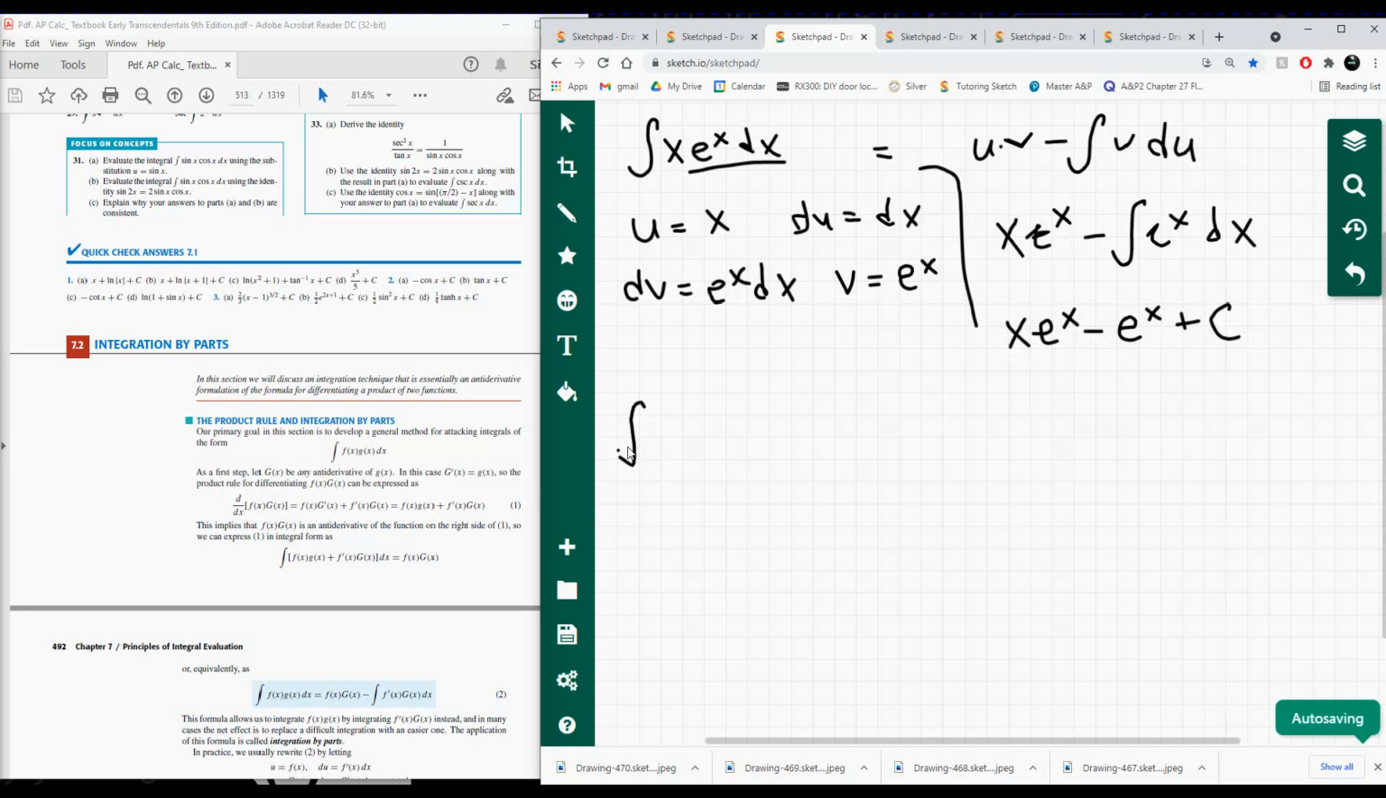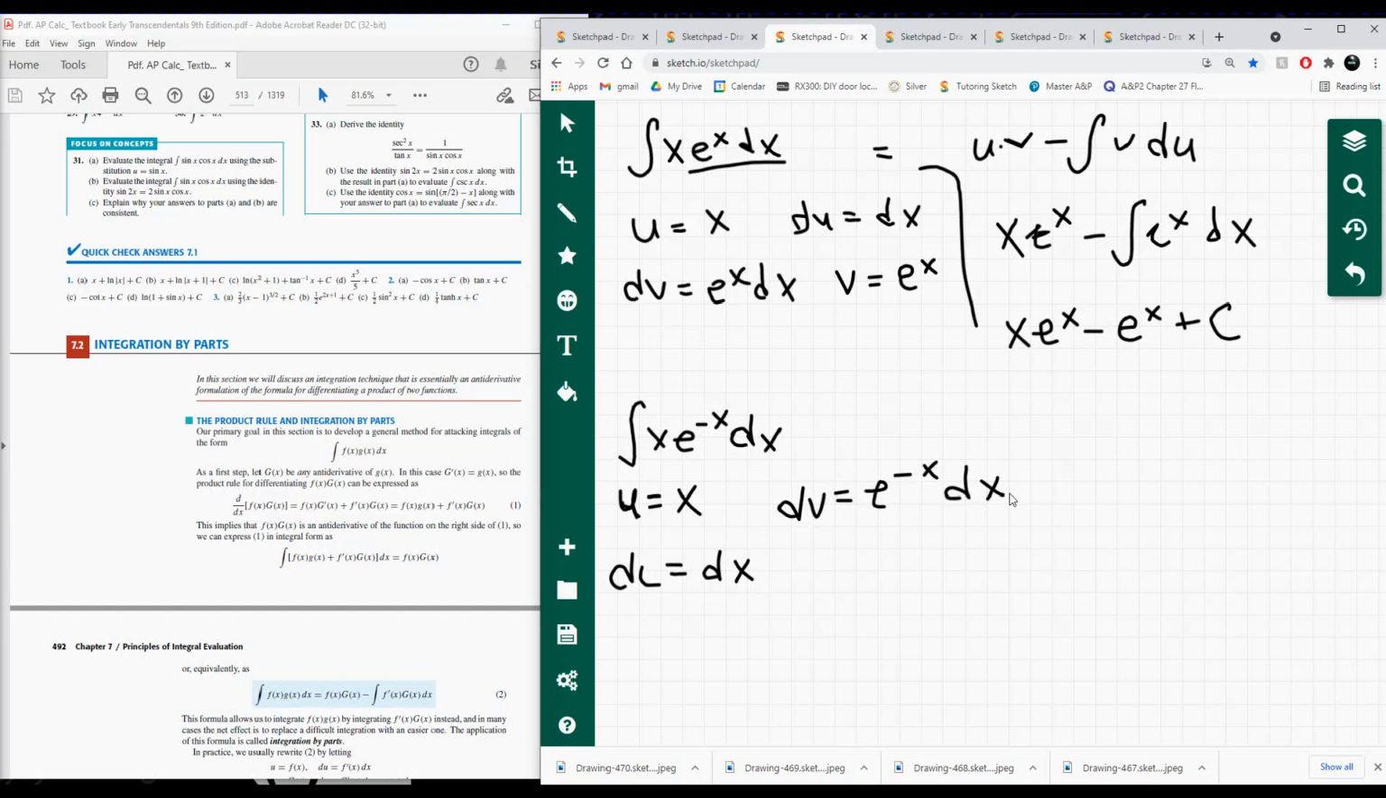Another variant of this problem would be x times e to the negative x dx. So all we've done is replace whatever the coefficient is in front of the exponent of the exponential. The same rule applies. We set u equal to x. We set du equal to dx. dv is going to be e to the negative x dx.